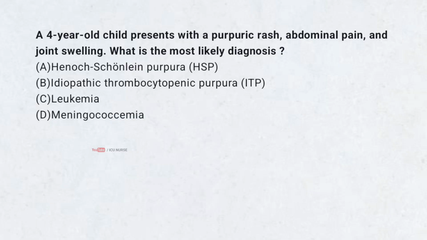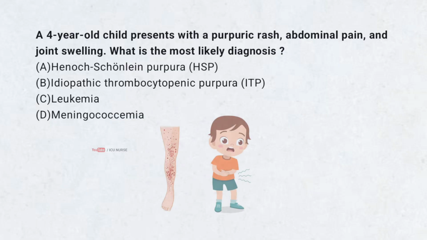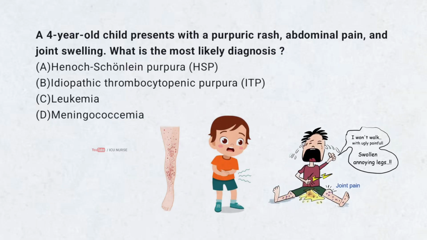A 4-year-old child presents with a purpuric rash, abdominal pain, and joint swelling. What is the most likely diagnosis? A. Henoch-Schönlein purpura, HSP. B. Idiopathic thrombocytopenic purpura, ITP. C. Leukemia. D. Meningococcemia. Correct answer A.